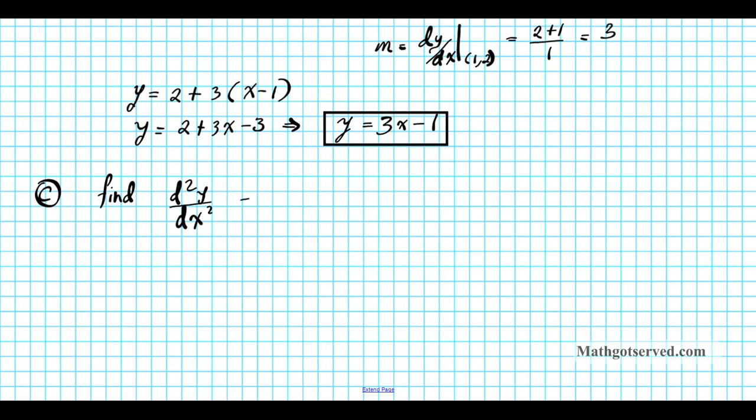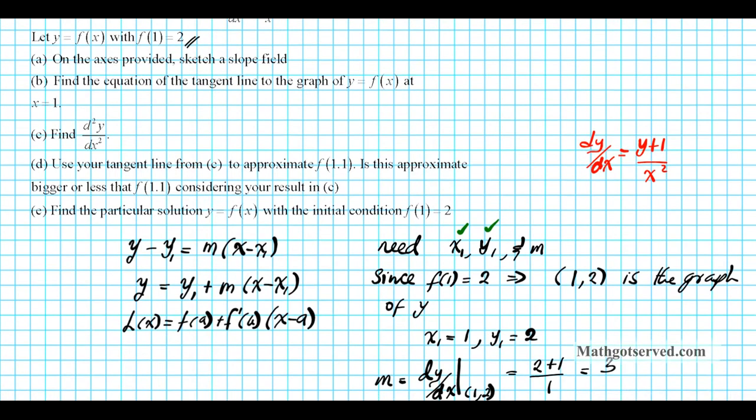This is simply d dx, the derivative of the derivative dy dx. So if you multiply, you get d squared y dx squared. We're just looking for the derivative of the derivative, the second derivative of y. So let's write down the differential equation, which represents the first derivative: dy dx is equal to y plus 1 over x squared.